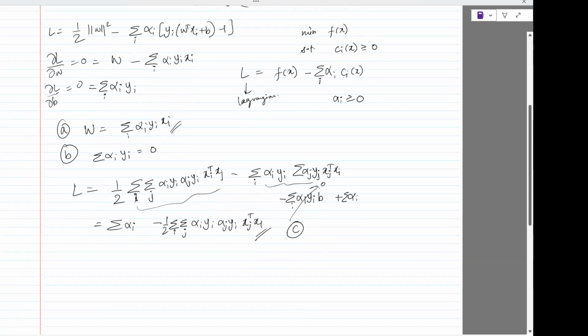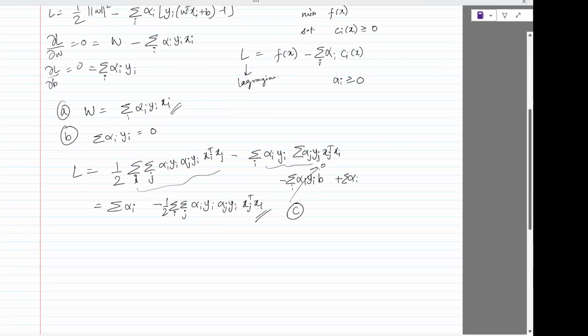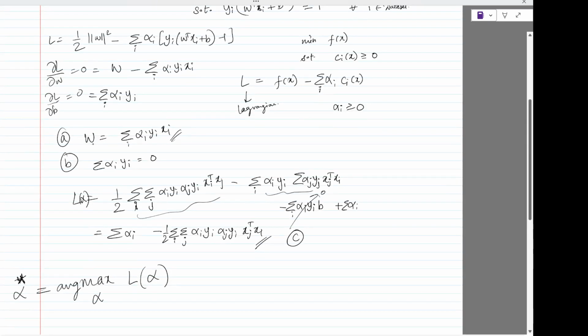So the final optimization problem that your solver does is basically finds the maximum alpha, or you can say argmax alpha star. What a solver basically does is finds the value of alpha which maximizes your Lagrangian function in terms of alpha. Once you have these alpha values, you can use them to compute your W, because W is alpha y x and you know y and x.